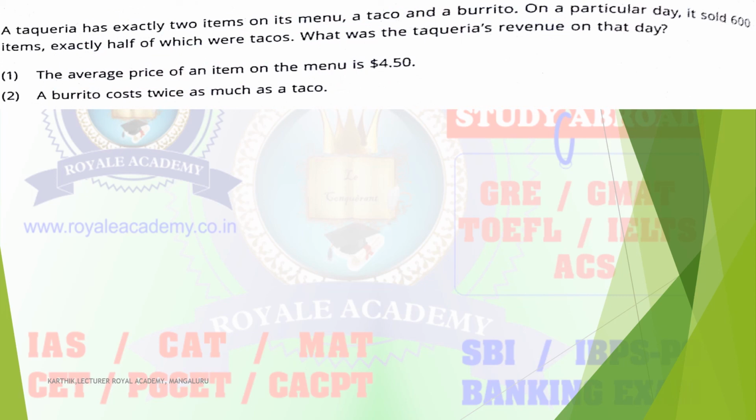Next, a taqueria has exactly two items on its menu, a taco and a burrito. On a particular day, it sold 600 items, exactly half of which were tacos. And what was the taqueria's revenue on that day? So they need the revenue; we have to find out the revenue.